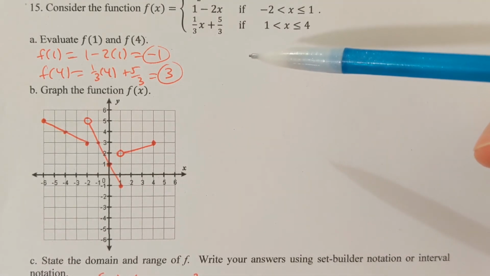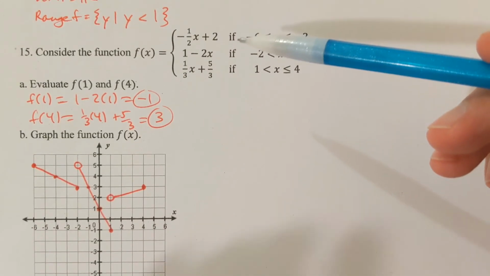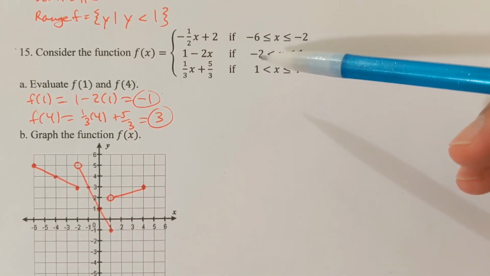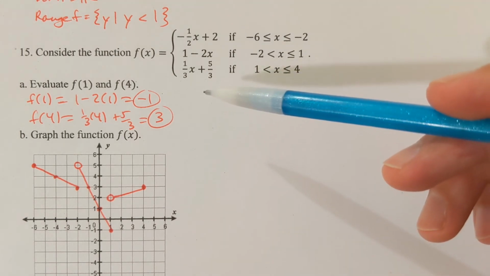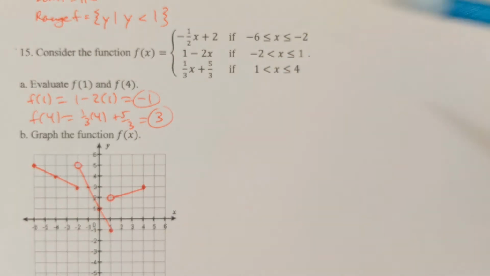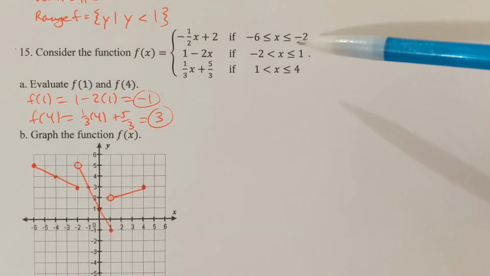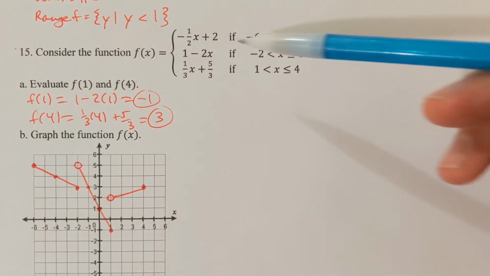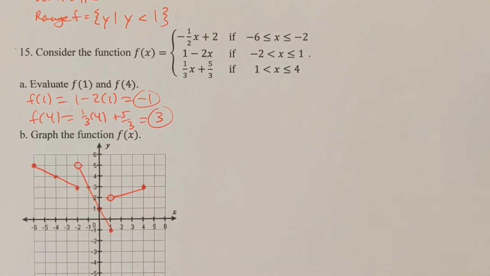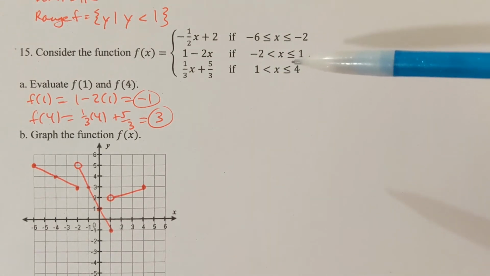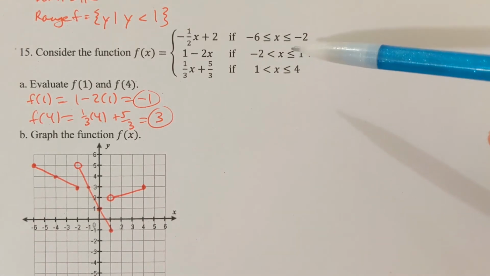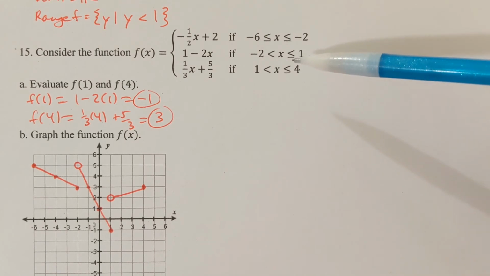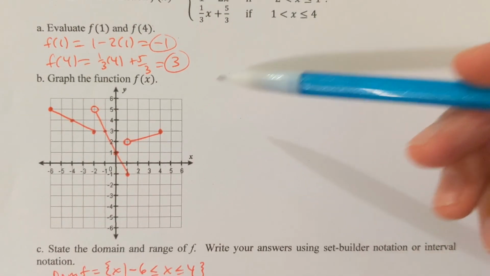Pay attention to this. The fact that I'm plugging in a number into only one piece is essential for the evaluation part. A mistake that I see more than I should is where a student plugs in a number into each and every piece of the piecewise function. Don't do that. It's only going to go into one piece depending on the condition for x. Okay, graph the function f of x.